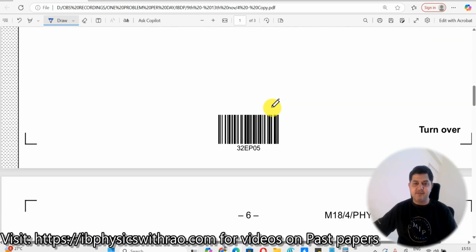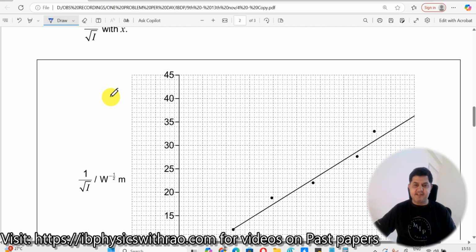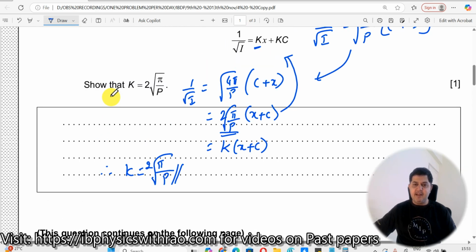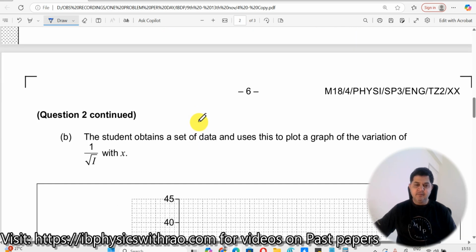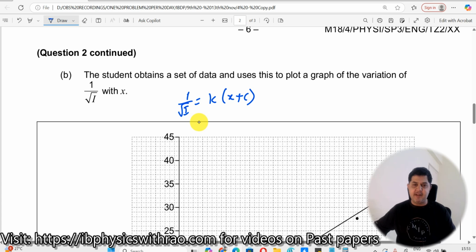Let us move on to the next one. The student obtains a set of data and uses this data to plot a graph of the variation of 1 by root I versus x. So what is the equation? The equation is 1 by root I equal to k into (x plus c). So let us write down the equation, which will be useful for us. 1 by root I is equal to k into (x plus c). This is the equation we got.